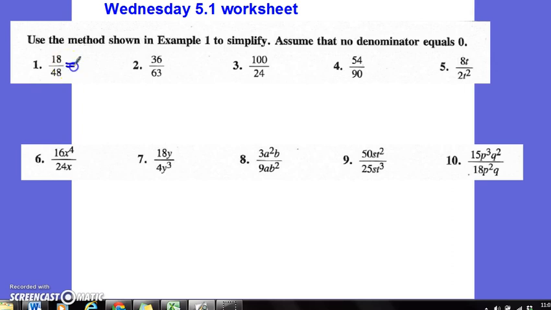Here, when you type it in and reduce, you're going to get 3/8. All right, for number 2, you're going to get 4/7. For number 3, you're going to get 25/6, and please leave them as improper fractions. For number 4, you are going to figure out 3/5. Now here on number 5, if you look at this, the 2 and the 8 reduce to 4/1.